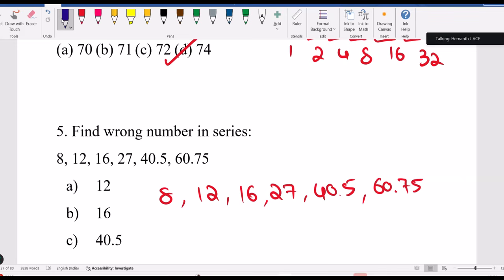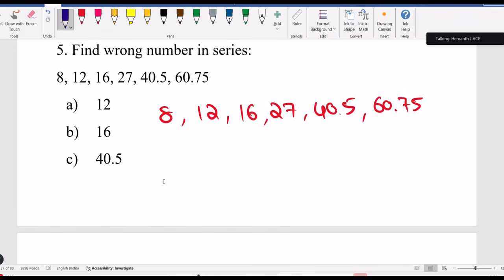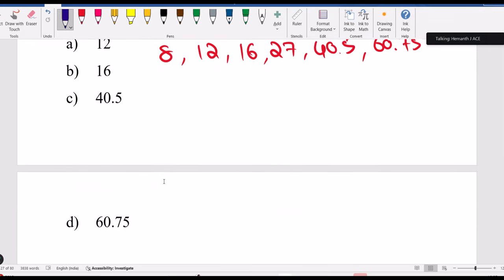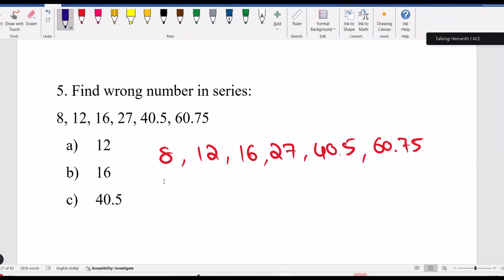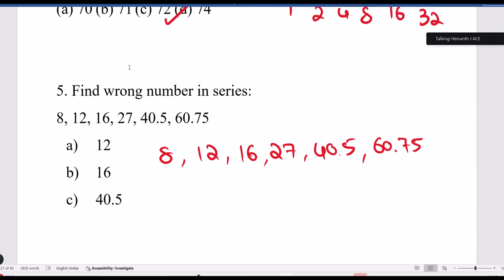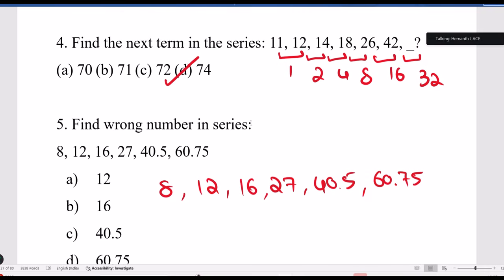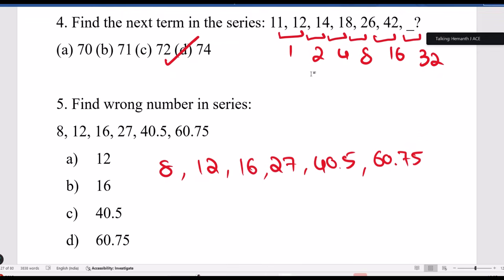What is the wrong number in this? Is it 12, 16, 40.5, 60.75? What is the wrong one? We are supposed to find the wrong number in this. Yeah, the previous one was easy when you take differences. Most of the questions in series can be handled by taking differences.